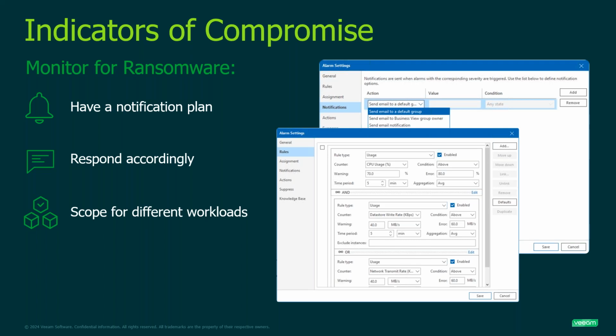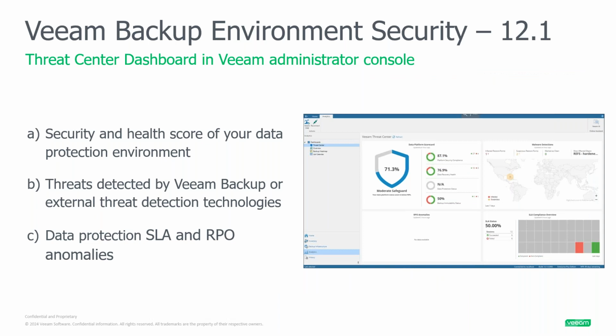So alert is something that you want to be introduced in your backup infrastructure so that you can have a secure understanding of not just backup, but also secure your backup infrastructure. Now in 12.1, we take a step further, right? We provide a threat center dashboard for the Veeam administrator console. This is embedded into Veeam Backup & Replication version 12.1. Basically, it gives you a security health score of your data protection environment.